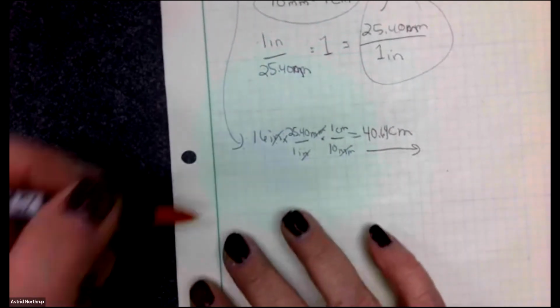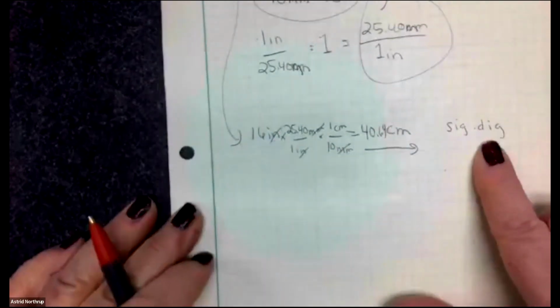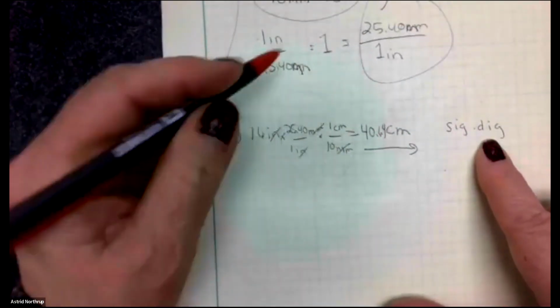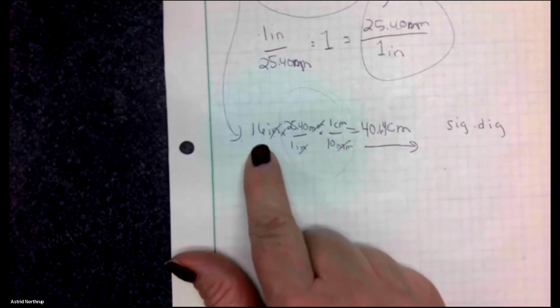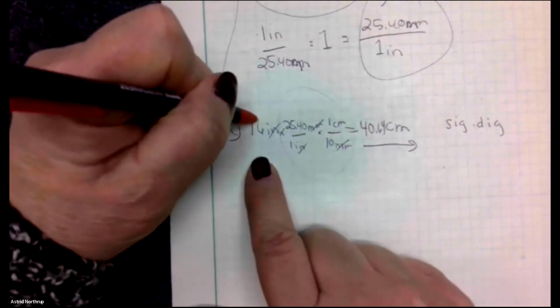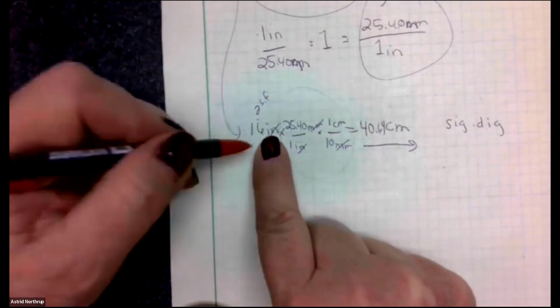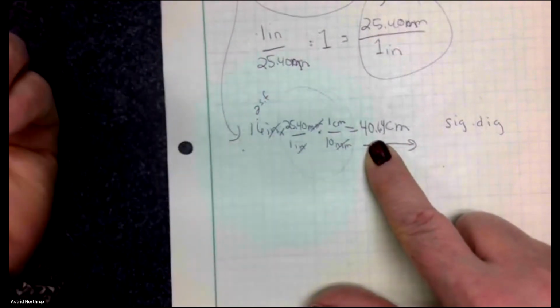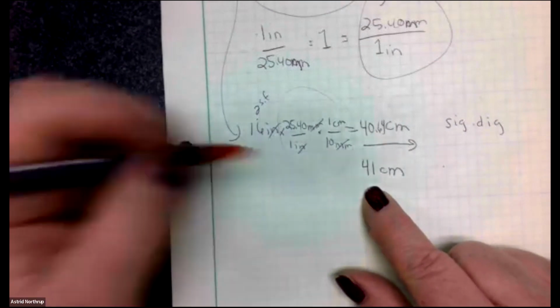The thing that we need to remember is significant digits, or significant figures. Conversion factors are always considered exact. In other words, you never make a determination about the significant figures of an answer based on the conversion factors. It's always on the data that goes in. So the number 16 has 2 significant figures or 2 significant digits. That means that my answer here should have 2 significant figures. So the real answer for this problem would be 41 centimeters.